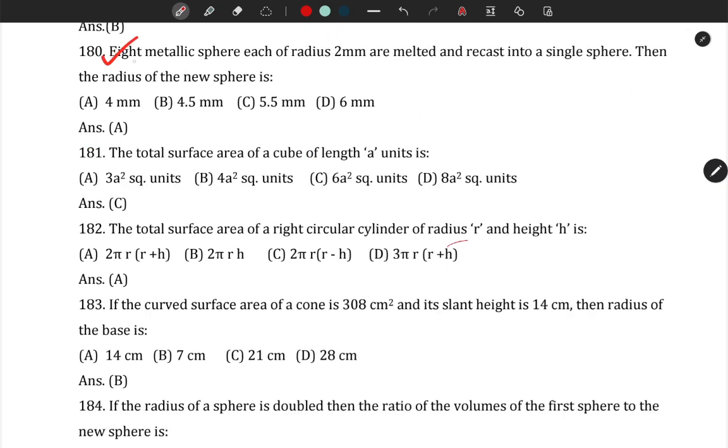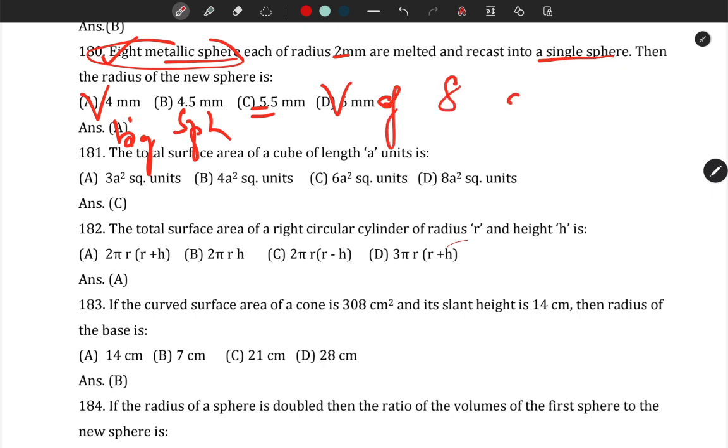Next question, 8 metallic spheres, each of radius 2 mm, are melted and recasted into a single sphere. Whenever one shape is made into another shape, the volume remains the same. So here 8 metallic spheres are melted and made into one big sphere. So the volume of the big sphere and the volume of all 8 small spheres should be equal, because the small spheres are melted and made into one big sphere. And the formula for the volume of a sphere is 4 by 3 pi r cube.